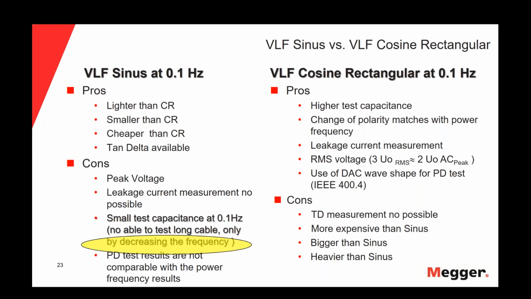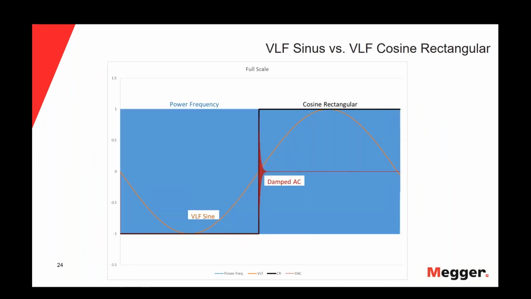To explain what I mentioned, that the cosinus rectangular wave shape change of polarity matches with the power frequency, we have the next slide. What we have here are the 3 wave shapes I mentioned in the last slide. We have in orange the VLF sine, then we have in black the cosinus rectangular wave shape, and in red we have the damped AC. And the power frequency is all this blue color. Okay, so we will go through.